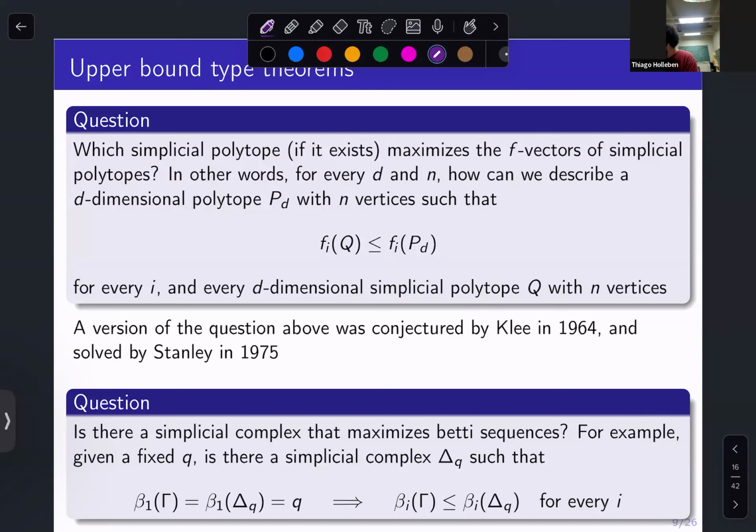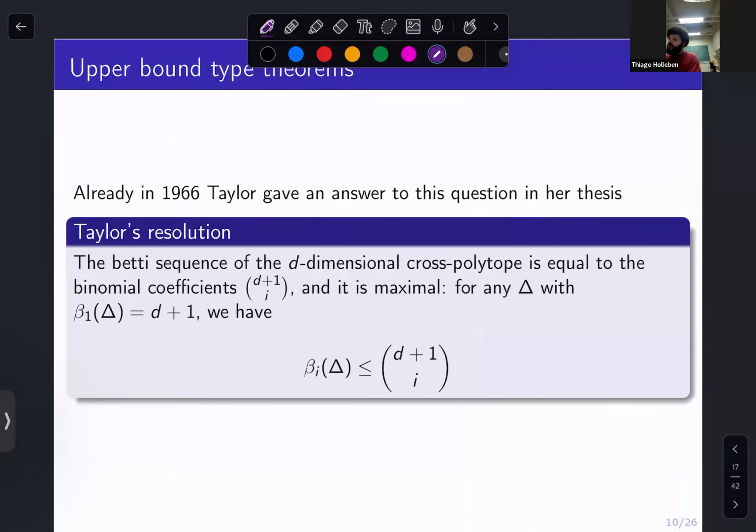Now, this is not how the people in commutative algebra were studying this, but one version of the statement, a special version of the statement of Taylor's thesis from '66, is that the answer to this question is yes. In her thesis, this is where this whole field started, doing the more combinatorial side of it.